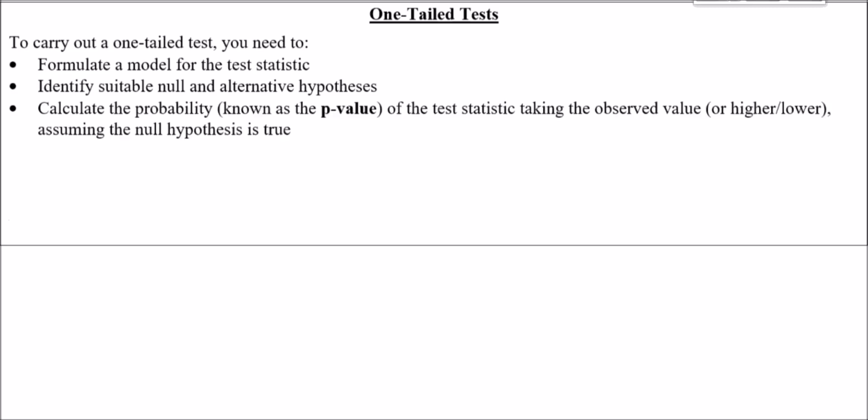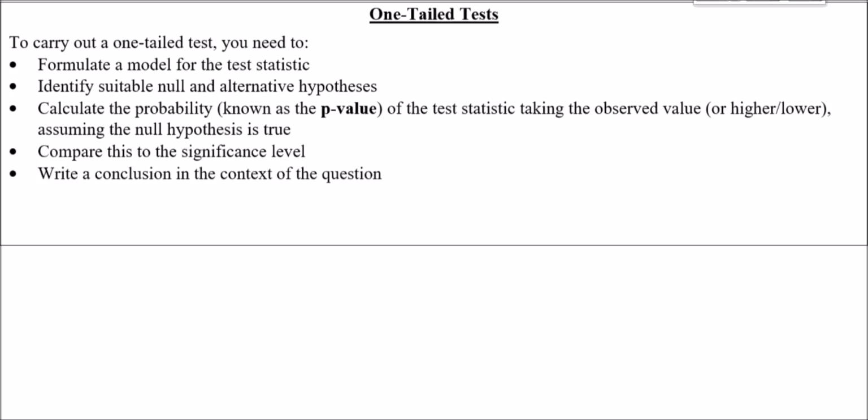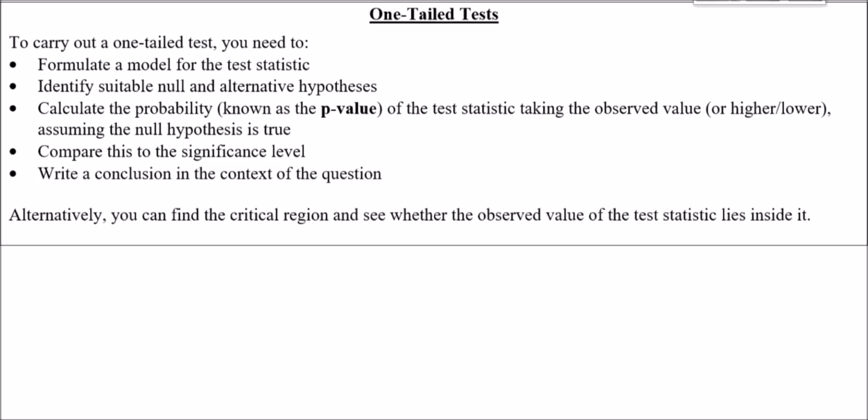Afterwards, we then need to calculate the probability, which is called the p-value, of the test statistic taking that particular observed value, either higher than that observed value, equal or higher to, or equal or lower than, assuming, of course, as ever, that the null hypothesis is true. We then compare that to the significance level of the test, and then we have to write a conclusion in context of the question itself. And alternatively, what we could do is find the critical region first, and then compare afterwards the observed value of a test statistic against that critical region to see if it falls inside the critical region or outside.